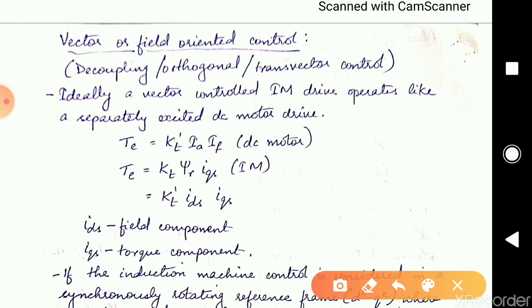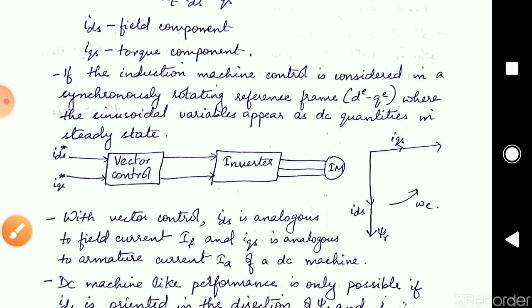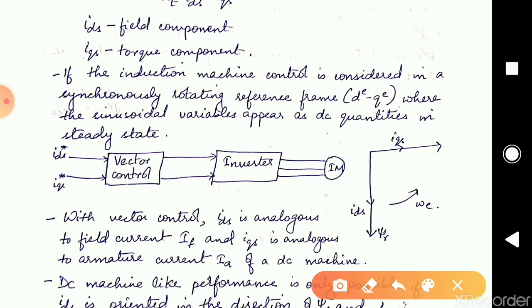Similarly, if the induction machine has to operate like a separately excited DC motor, the currents IDS and IQS must be independent of each other. That is, if there is any variation in the field component, it will not affect the torque. And if there is any variation in the torque component, it will not affect the field component. Now, moving on to how you can obtain this independent relation between IDS and IQS. This relation can be obtained only if the currents IQS and IDS are 90 degrees apart.